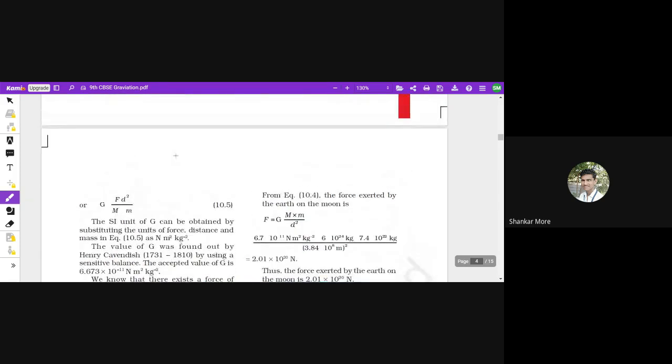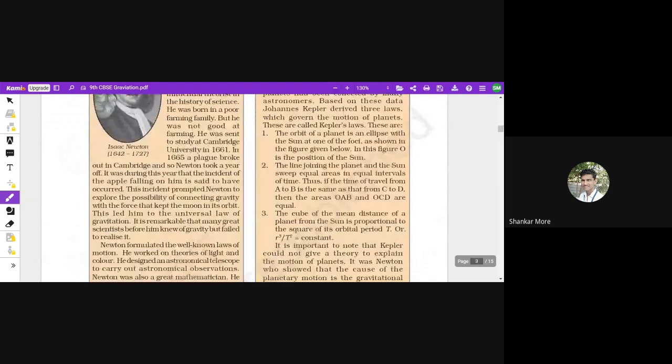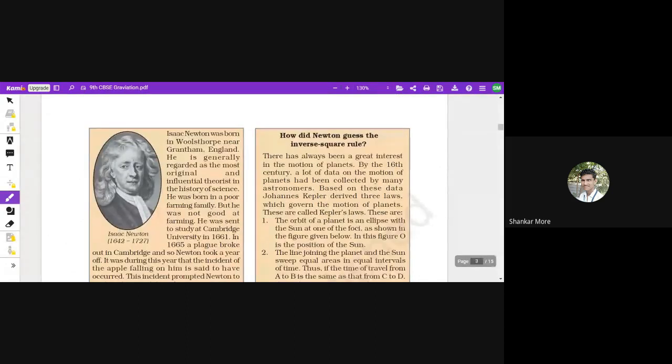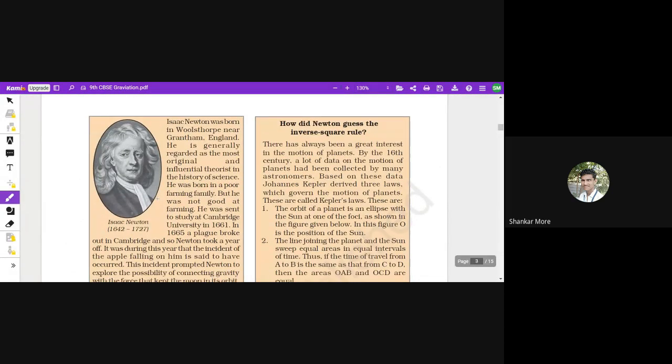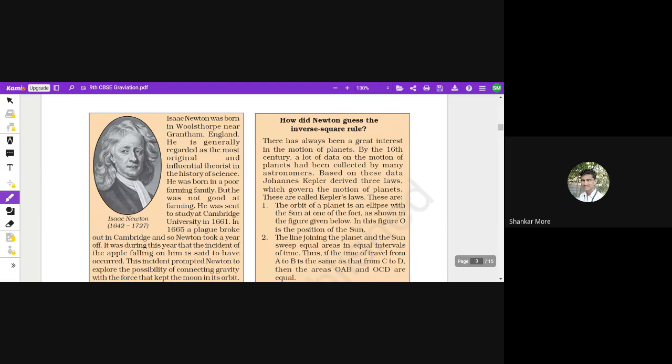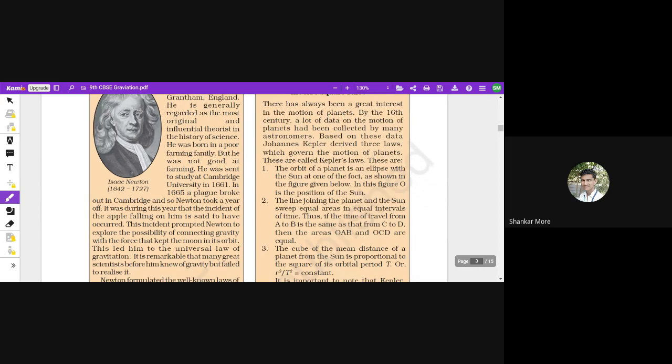Yes, no, but I like your question, I like your curiosity. Okay, चलो ठीक है. So he is generally regarded as the most original and influential theorist in the history of science. He was born in a poor farming family, but he was not good at farming. So he was sent to study at Cambridge University in 1661.